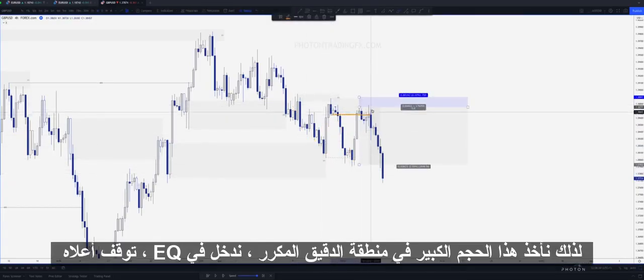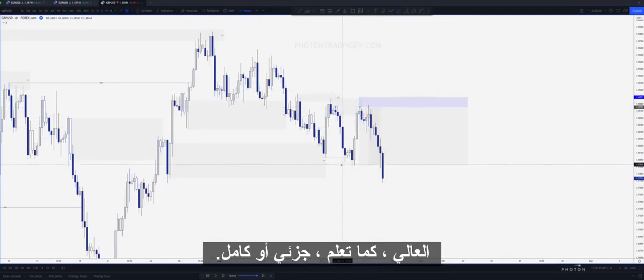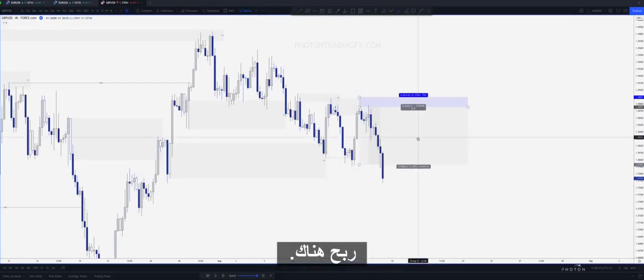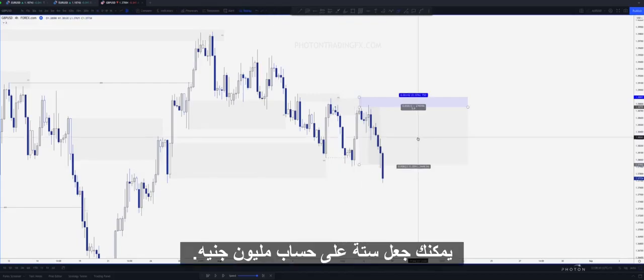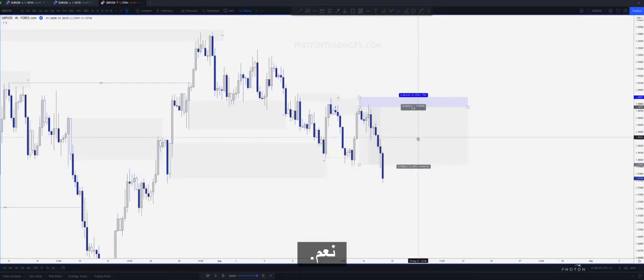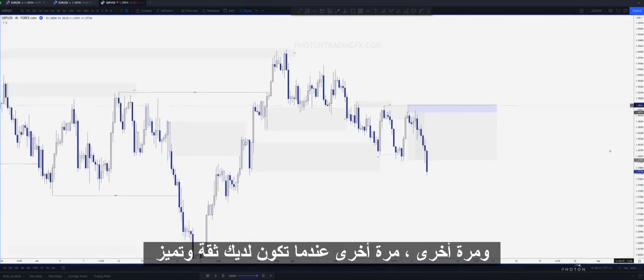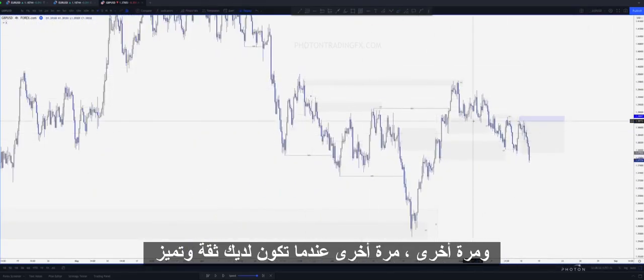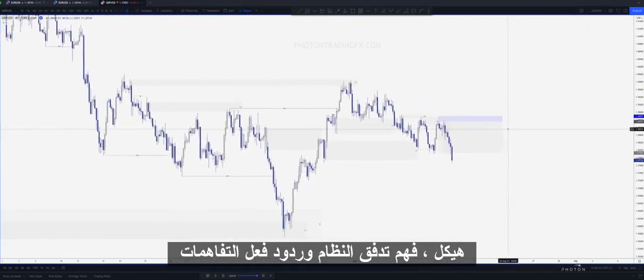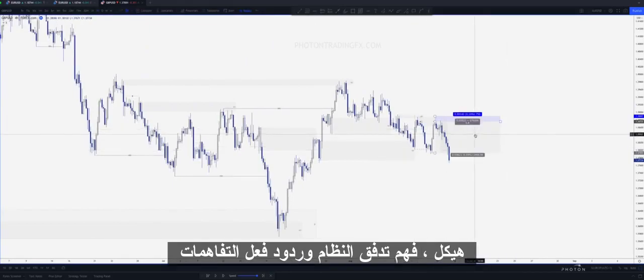The bearish internal order flow is commencing. So we take this big unrefined 4 hour zone, enter it in the EQ, stop above the high, partial or full take profit there. Boom, you can make 6R on a £1 million account. Yeah, do the maths on that. It's insane. It's 60 grand, just like that, right? And you will see these entries occurring again and again and again when you have confidence in marking out your structure, understanding order flow, and understanding these reactions of what is going on.